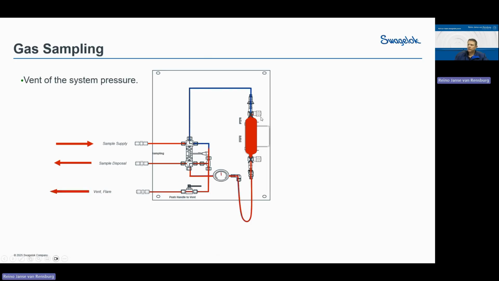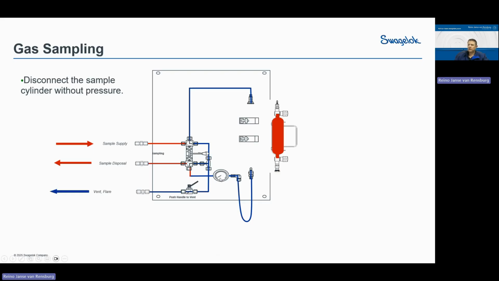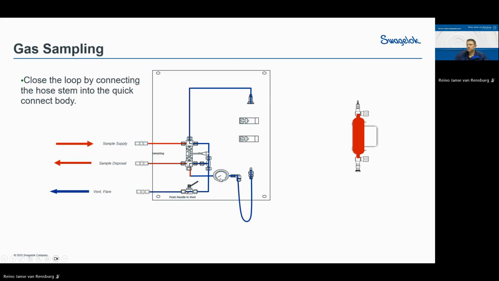Here we go. Then it vents out all the connections at the inlet and the outlet of our sample cylinder, making sure that there's no pressure when our operator disconnects the sampler or the cylinder. So here you can see now my system is completely pressureless. My gauge shows 0, and I can safely remove that sample cylinder and send it to my lab.